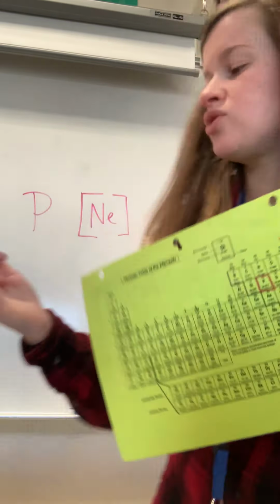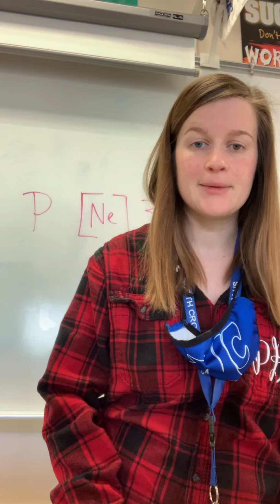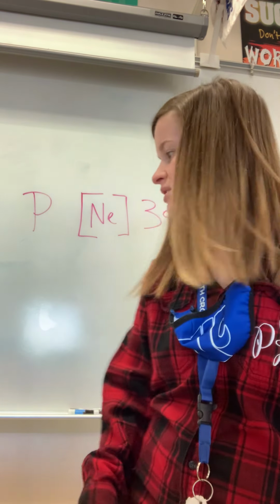So every single time, make sure that you just go backwards until you hit the previous noble gas, okay? And then you start from there. You put that noble gas in brackets, and then you do your electron configuration from that point until you get to the element that you're supposed to be doing it for. And so hopefully that makes noble gases make a little bit more sense. If it doesn't, ask questions. I can do tons of examples. I can do another one for this video.